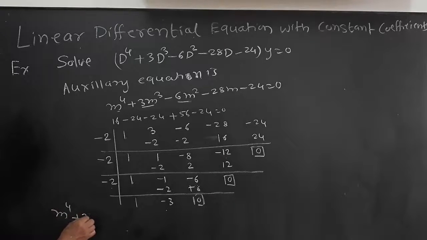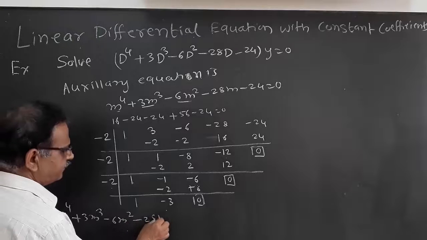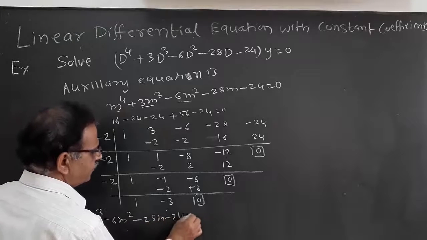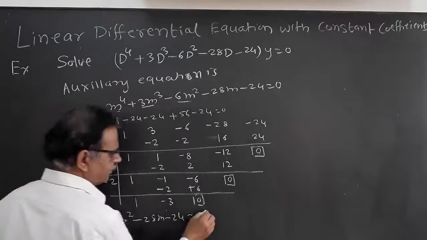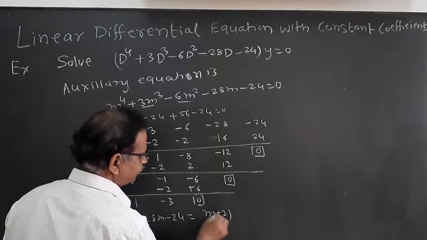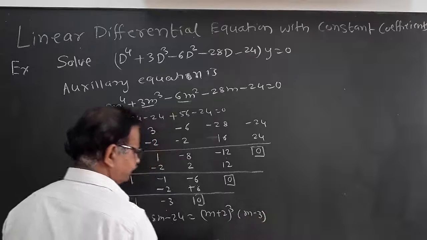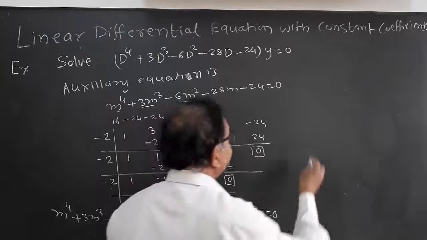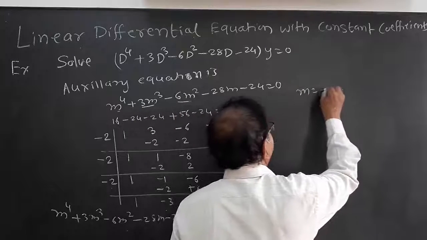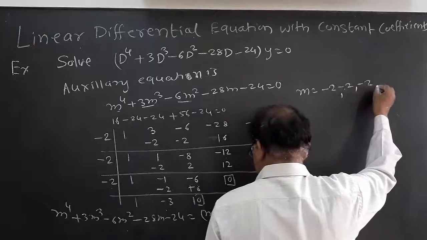plus 3m cube minus 6m square minus 28m minus 24 equal to (m plus 2) three times, that is (m plus 2) cube, into (m minus 3), and this is equal to 0. This implies m equal to minus 2, minus 2, minus 2 and 3.